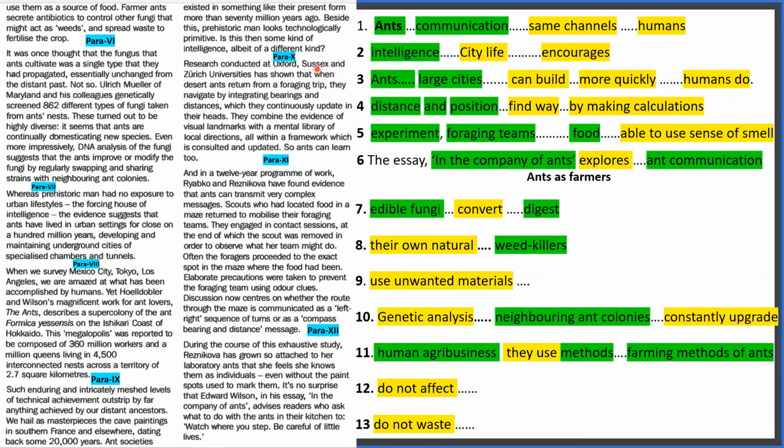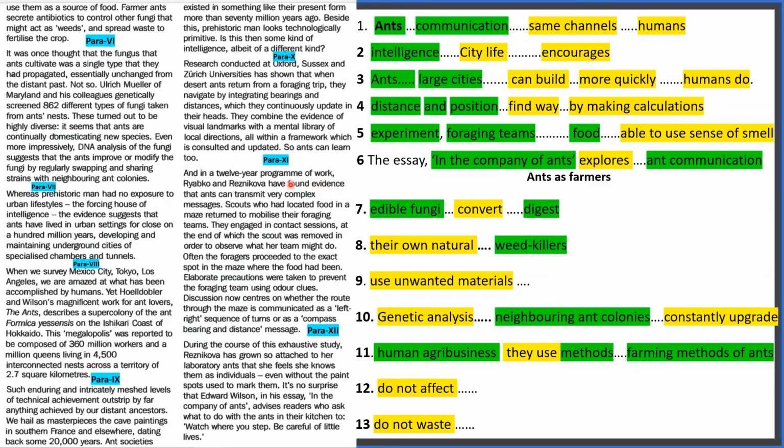Research conducted at Oxford, Sussex and Zurich universities has shown that when desert ants return from a foraging trip, they navigate by integrating bearings and distances, which they continuously update in their heads. They combine the evidence of visual landmarks with a mental library of local directions, all within a framework which is consulted and updated. So ants can learn too.